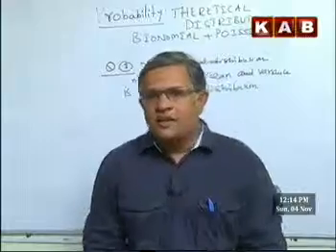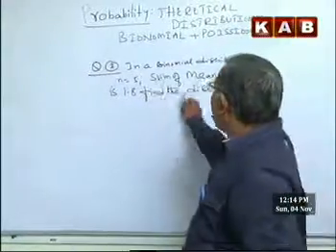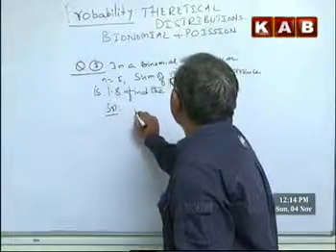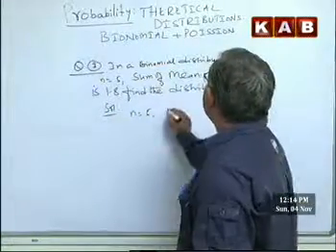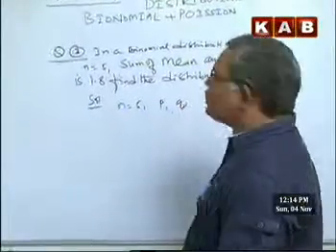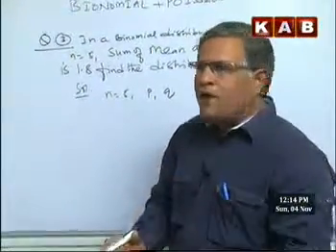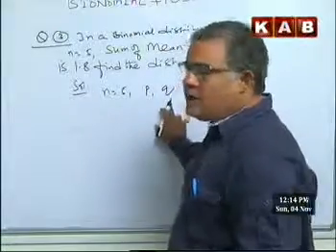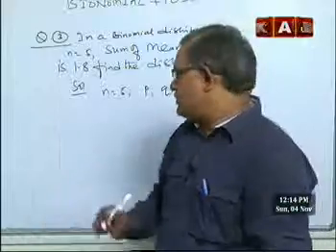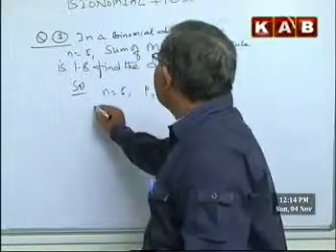What are the given things you see? Number of trials 5 is given. Solution: n is equal to 5. Success, let us say P, which we don't know. Failure, we don't know Q. So if you can find out P and Q, you should write (Q plus P) whole power n, that is the distribution.